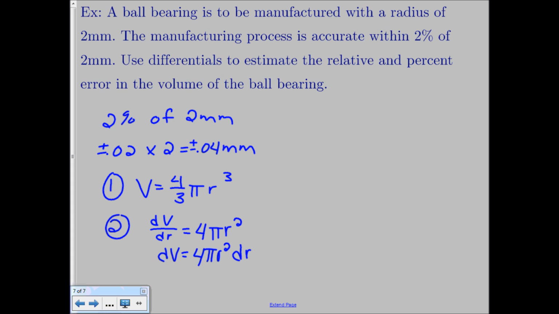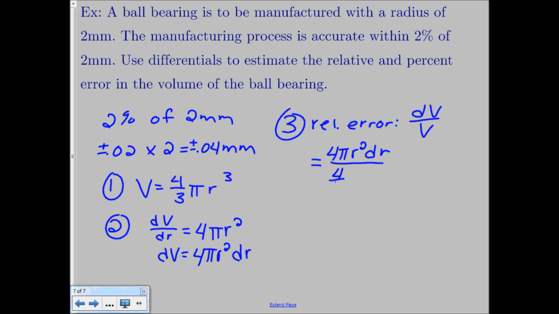Now when we take the relative error, our relative error is just going to be delta V over V. We know that delta V was 4 pi r squared dr, and our volume was 4/3 pi r cubed. So our pi's are going to cancel, and both of the r squares on top are going to cancel and leave one r on the bottom. Then 4 divided by 4/3 is just going to be equal to 3 dr all over r.